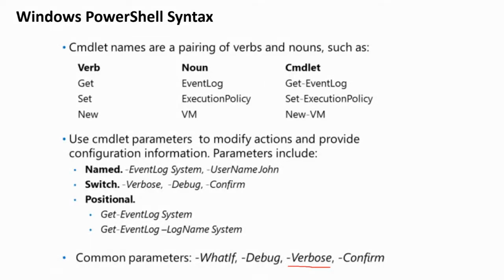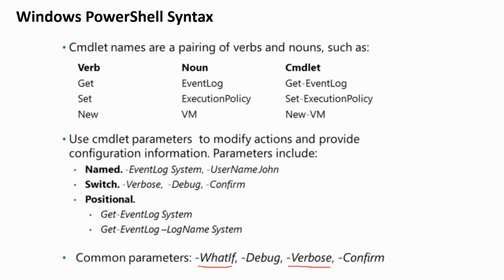When we use, for example, -WhatIf, this parameter displays the outcome of running the command without actually running it. So it gives the output without executing. That means when we execute this command, what is the output, but without really executing it. WhatIf.